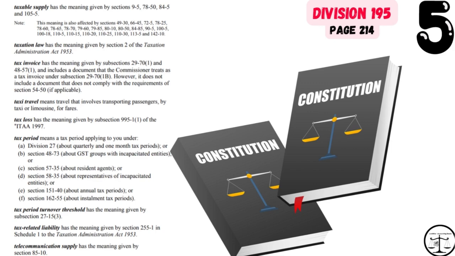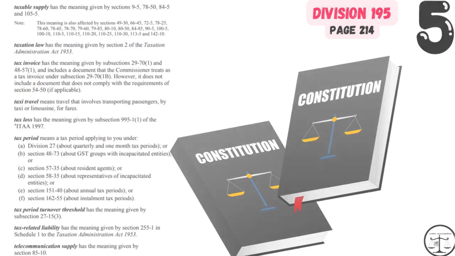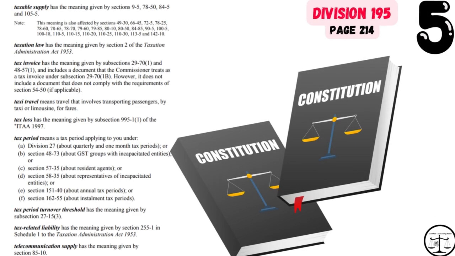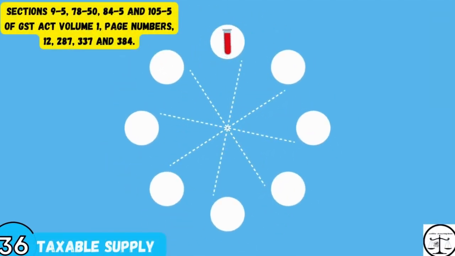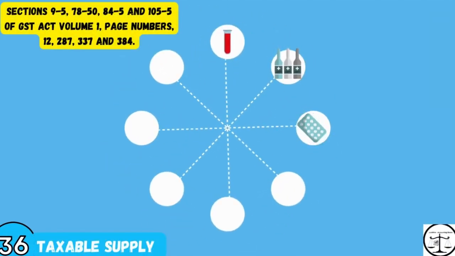36. Taxable supply. 37. Taxation law. 38. Tax invoice. 39. Taxi travel. 40. Tax loss. 41. Tax period. 42. Tax period turnover threshold. 43. Tax-related liability. 44. Telecommunications supply. Word number 36. Next word.